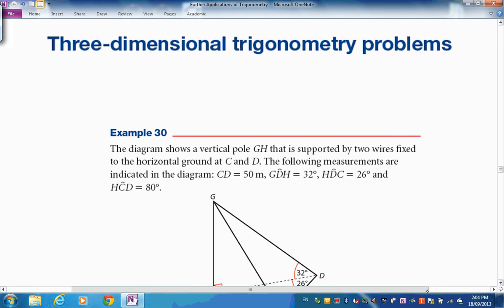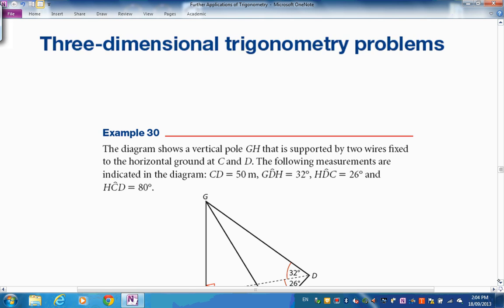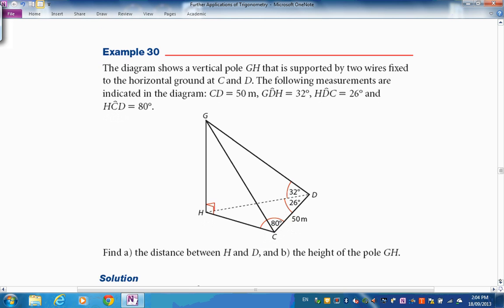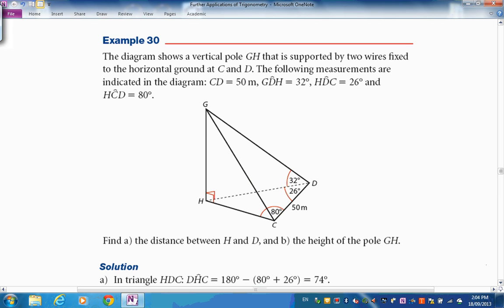And just come across here. Okay, so here's a three-dimensional problem. You've got to look at it as a sort of isometric drawing here. It's a vertical pole supported by 2 wires. So here are the 2 wires, often called guy wires. The following measurements are indicated on the diagram. Make sure they're all there. CD is 50, GDH. So GDH is 32. HDC is 26. That's in the flat plane.